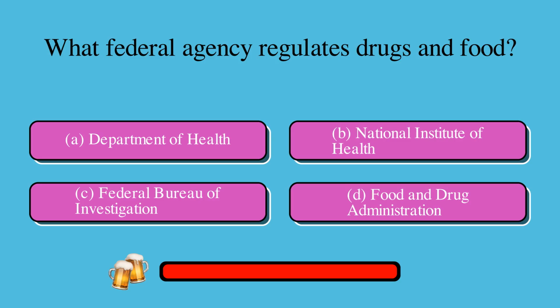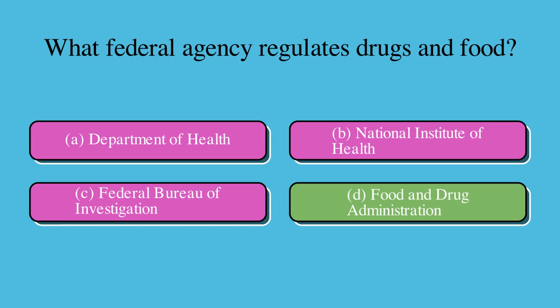What federal agency regulates drugs and food? Is it A, Department of Health, B, National Institute of Health, C, Federal Bureau of Investigation, or D, Food and Drug Administration? The correct answer is D, Food and Drug Administration.